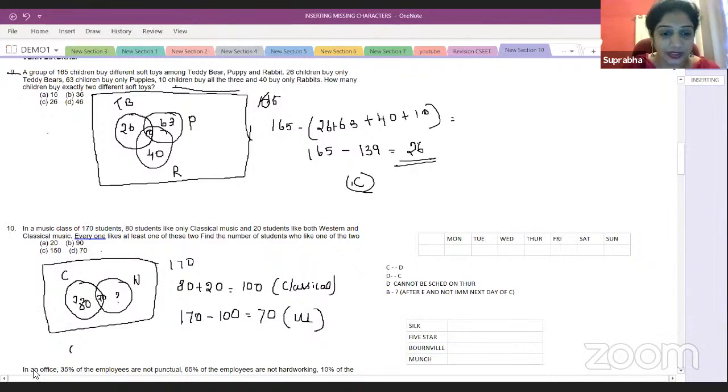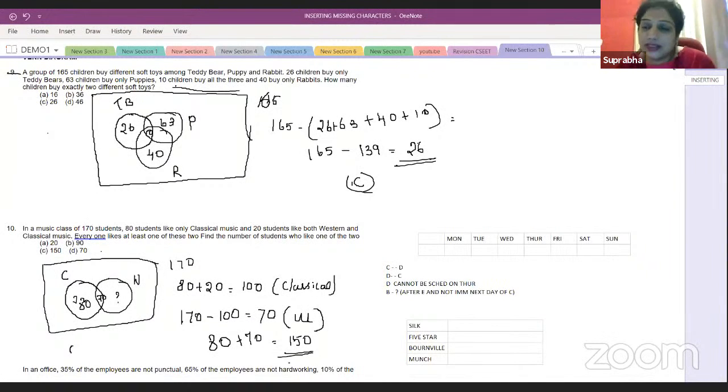Yes, Nishant, perfect. What about others? It's there on your screen itself, guys. Check it out. So see, those who like classical alone, we have already got, correct? Those who like Western alone, just now we calculated. So the number of students who like one of the two, that is classical separately and Western separately, is how much? 150. Yes, Nishant gave me the correct answer, so good.